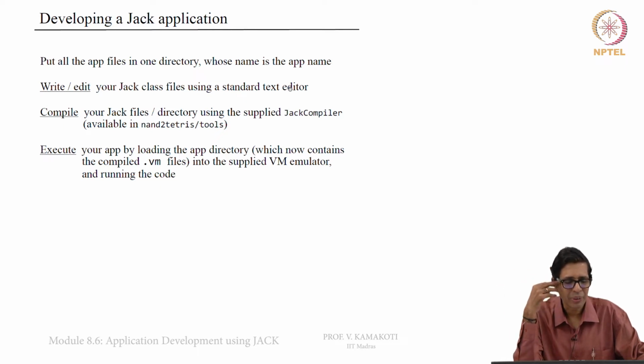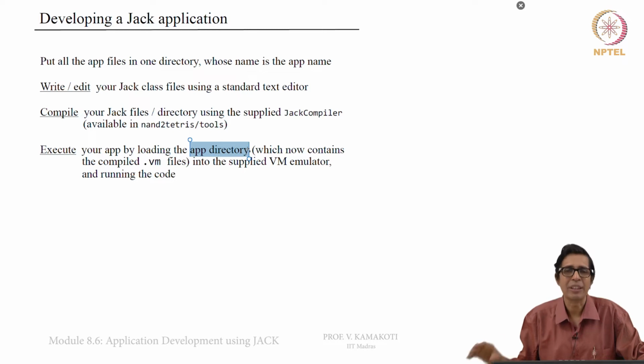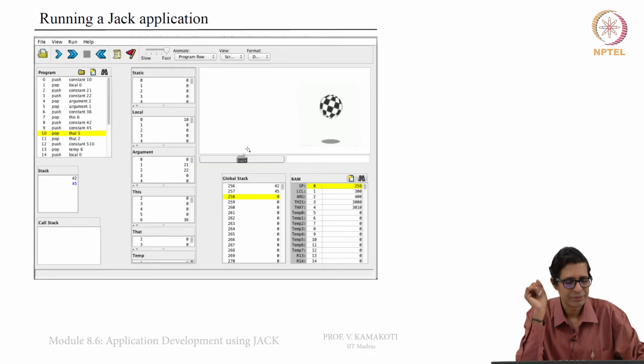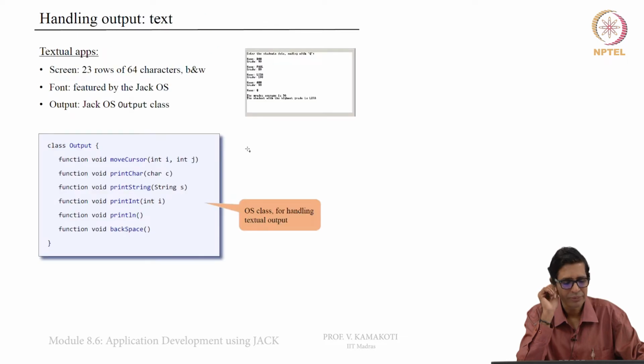So, how do you develop this whole Jack application? Put all the app files in one directory whose name is the app name dot Jack. Edit your Jack class files using a standard text editor. Compile your Jack files using the Jack compiler, as we had shown, and execute your app by loading the app directory, which now contains the .vm files. If you have multiple VM files, you just click on the app directory, as I showed you, on the VM emulator. So, we have seen how to run a Jack application.